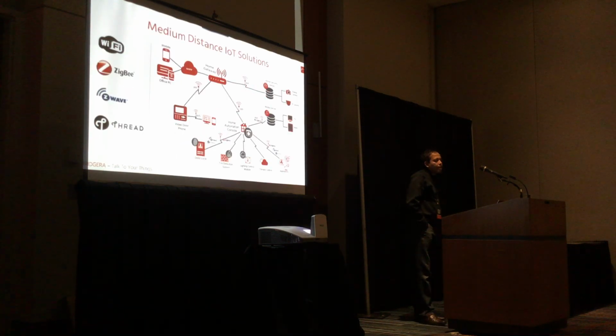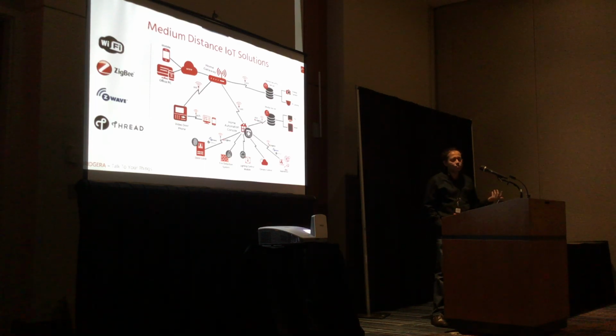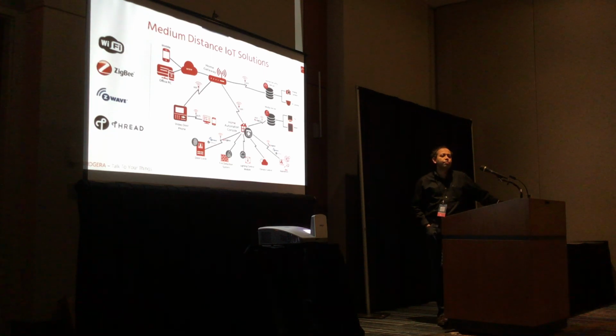On the medium distance IoT solutions, I'll be talking about Wi-Fi, Zigbee, Z-Wave, and Thread, the four most popular medium distance IoT solutions. Everybody knows what Wi-Fi is. Any device with a Wi-Fi chip in it can communicate via Wi-Fi through a Wi-Fi router to the internet. Zigbee is another type of medium range solution which is used a lot in the home automation space, where there are multiple types of devices in a Zigbee topology.